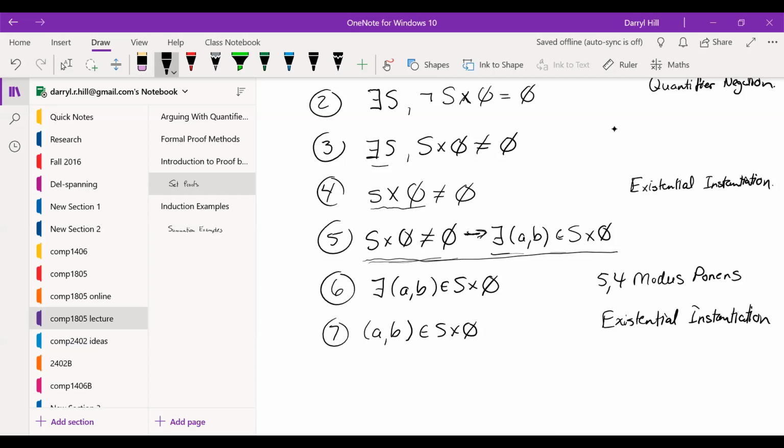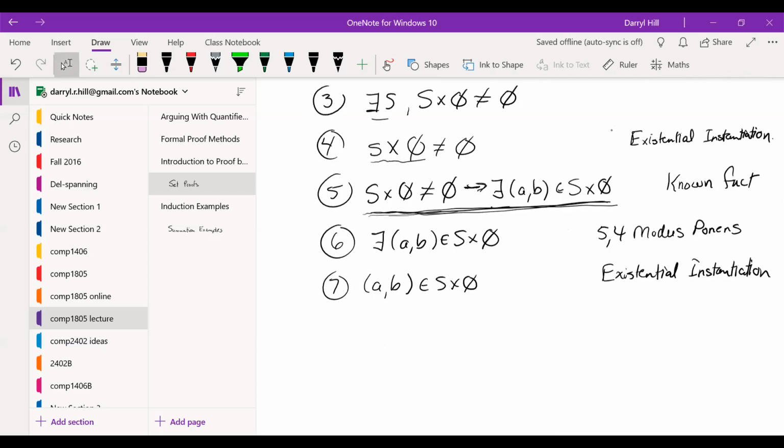I explained it using English instead, but if I wanted you to use something like this in an assignment, I would say you either have to prove it, or you can use this without proof. So I'm just throwing this in as I'm using this without proof. This is some known fact. Okay, so we've instantiated it. So now we have this other known fact.